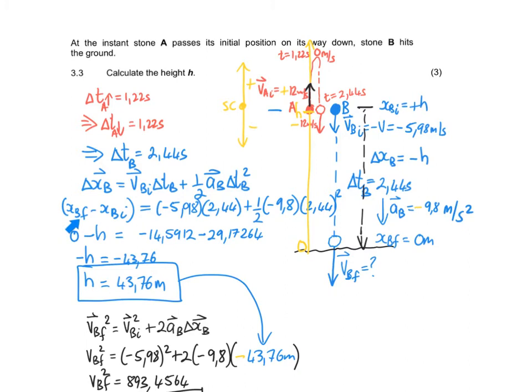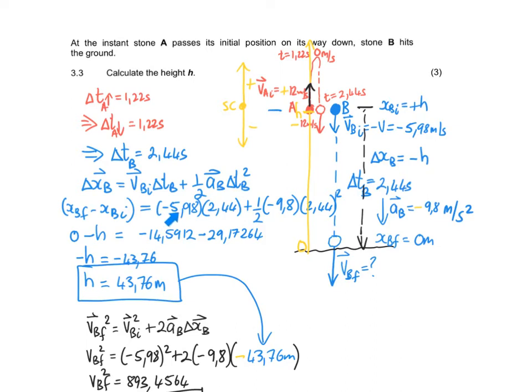Xb final is 0, because when this ball is about to be stopped by the ground, it's at 0 meters. Its initial position was, according to the way we defined the x-axis, at h. So its change in position is minus h. Another way of looking at it is saying, well, where did B start and where did B end? The change in position is the vector from where it started to where it ended. Its magnitude is h and its direction is minus. So it's another way of looking at it.